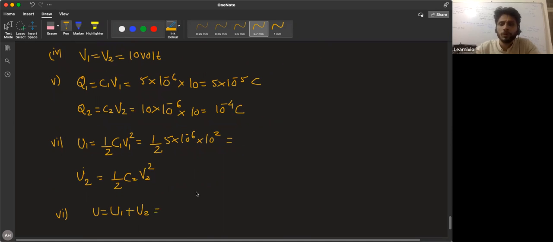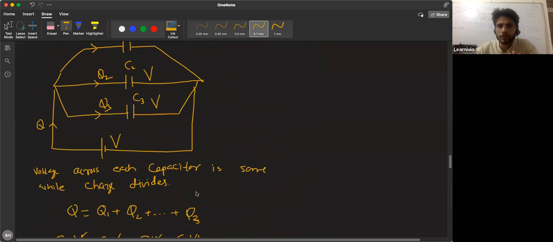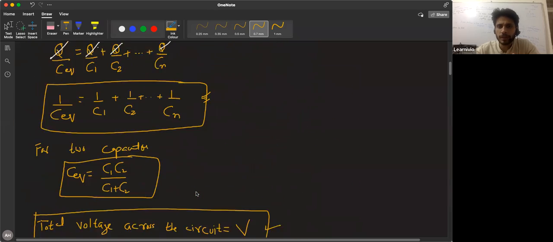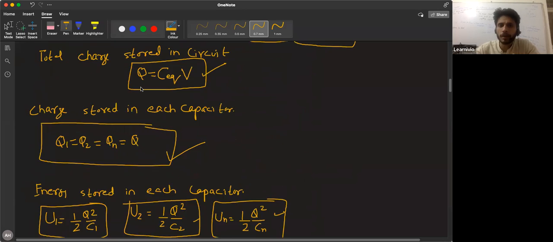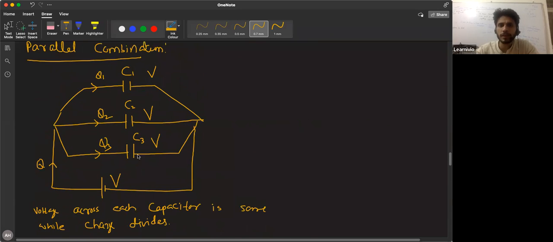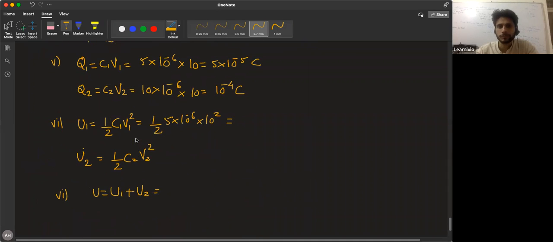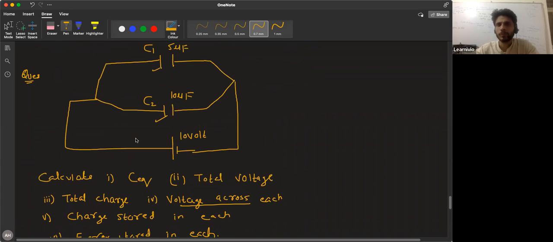So for series and parallel combination, remember, in series combination there is no branching in the system. In parallel combination, the capacitors are connected end to end, and the voltage across each capacitor is the same. Note it down. Now we'll do some numericals of NCERT.